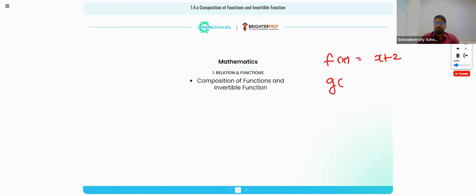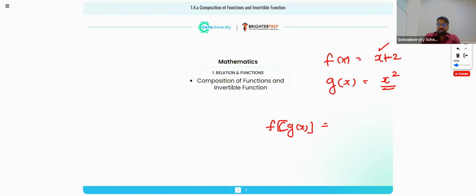Now I'm going to give another function, g of x is equal to, say, x square. Now I need to combine these two, and I want to find out f of g of x. F of g of x. So that means, where is our input? X is the input, right? So here, what is our input here? The function is x square.